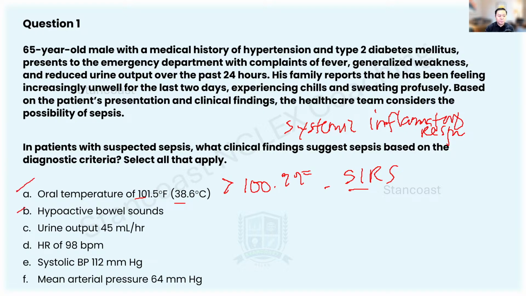Let's tackle letter B. What is in letter B? Hypoactive bowel sounds. Did we say hypoactive bowel sounds earlier? No, we said something about absent bowel sounds. Okay, ileus. So this is going to be incorrect. Hypoactive bowel sounds make this statement wrong. We said something about ileus, absent bowel sounds.